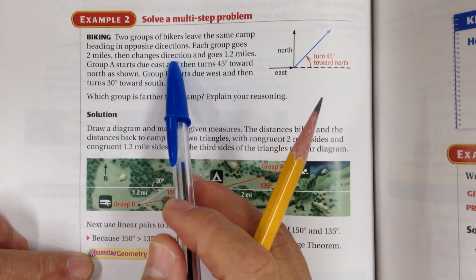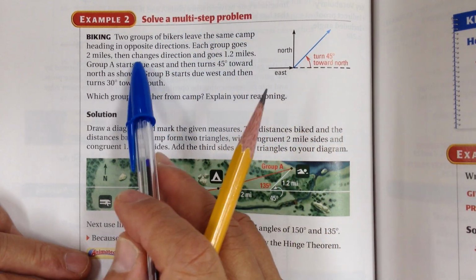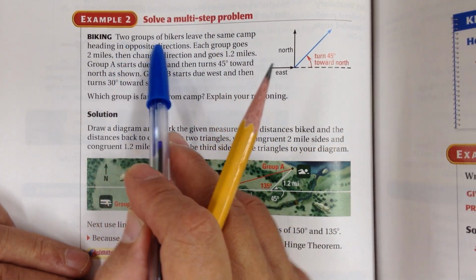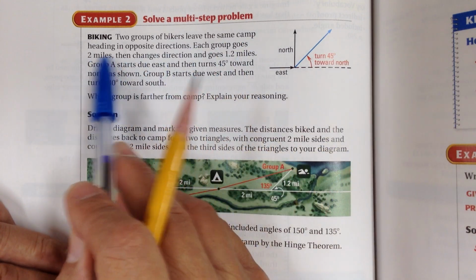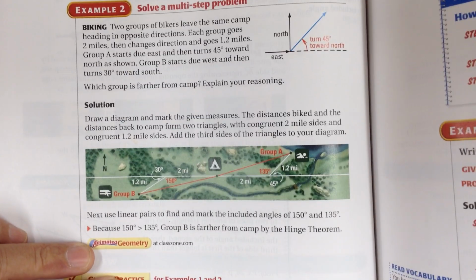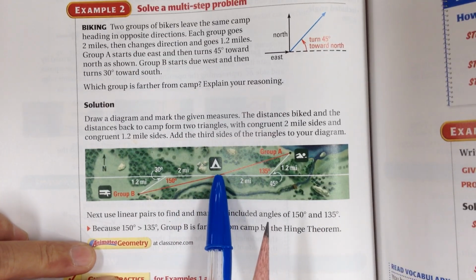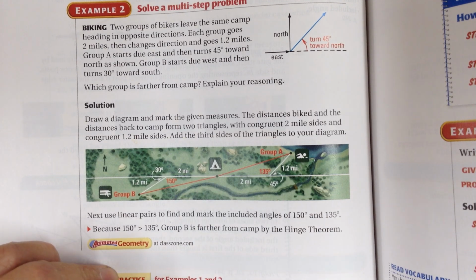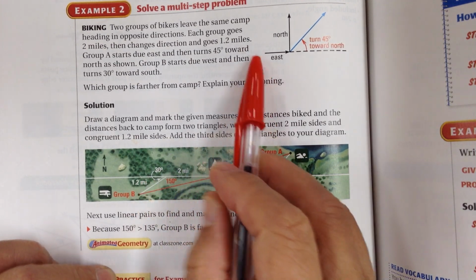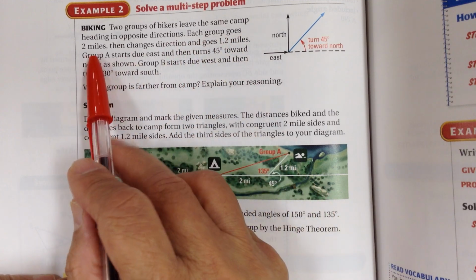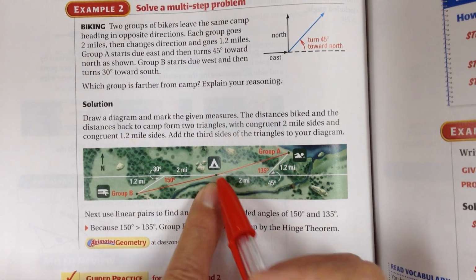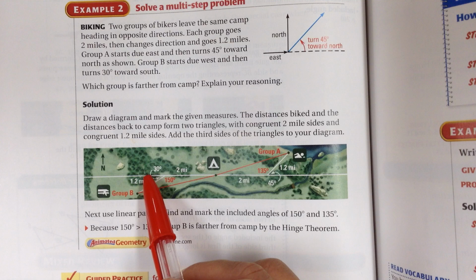So now let's go to example 2. Solve a multi-step problem. Biking. The two groups of bikers leave the same camp, heading opposite directions. So here's the camp, and they go in opposite directions. Each group goes 2 miles. So this one goes 2 miles, and this group goes 2 miles.